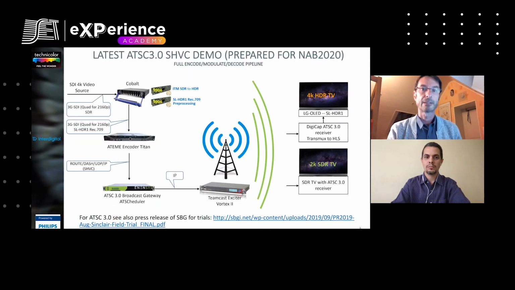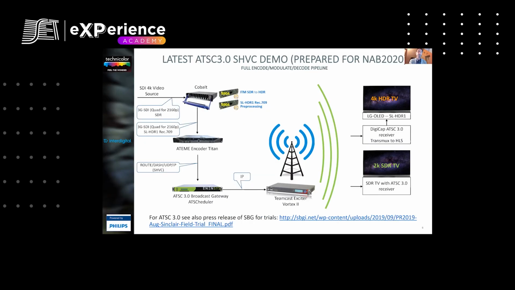Another practical scenario is shown here with ATSC 3.0. This is a demo that we prepared for NAB 2020. This is using again the Cobalt equipment for generating the HDR from the SDR with the first card. The second card is doing the SL-HDR1 pre-processing because ATSC is using SL-HDR1. This goes then again to the Arteme encoder.